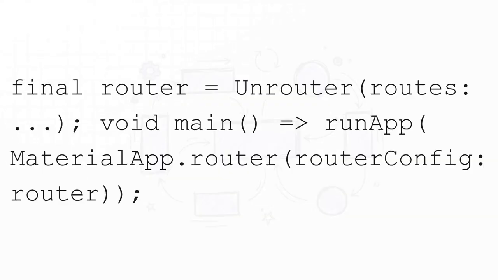And look, this is all you need for a basic setup. You create your Unrouter instance. Here we're just using a couple of simple declarative routes for the home and about pages. Then in your main function, you use MaterialApp.router and pass that instance to the routerConfig. That's the entire setup. Your app is now running on Unrouter.